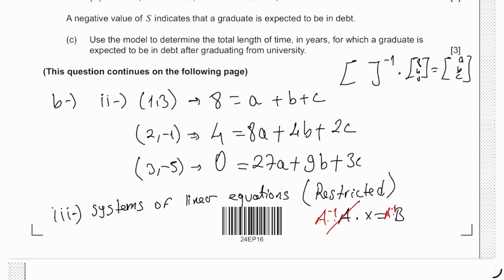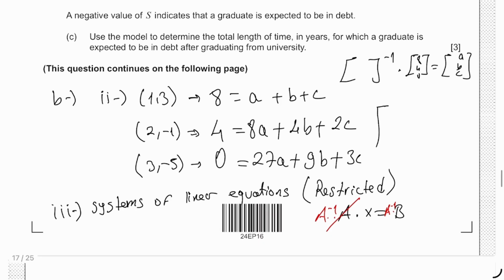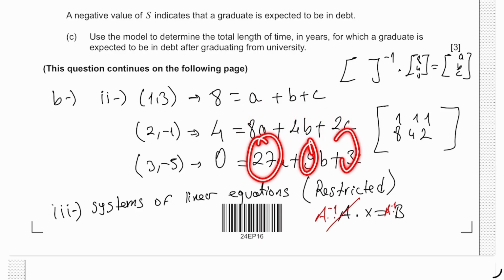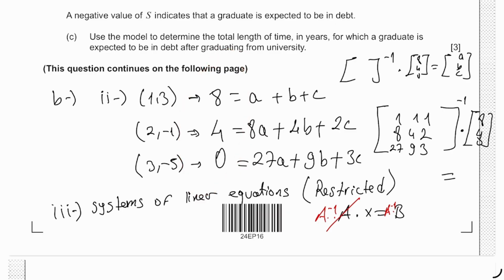But how can we write the coefficient matrix? Let me write it here. The coefficients of A, B, C: 1 1 1, 8 4 2, 27 9 3, and its inverse multiplied by the result matrix, which is the results here, 8 4 0, and this is going to give you the A, B, C values.